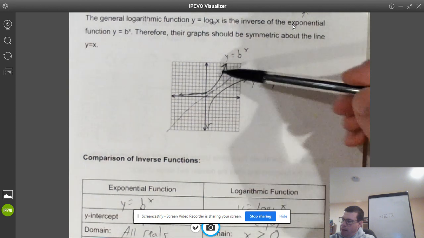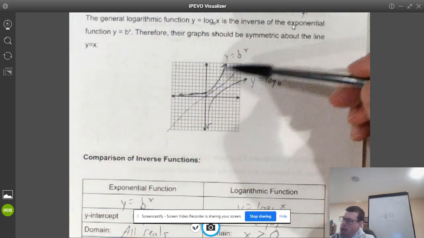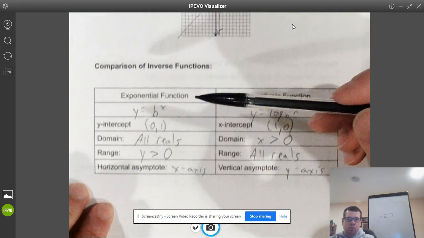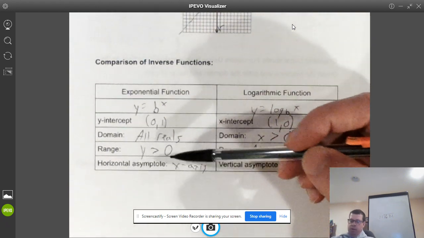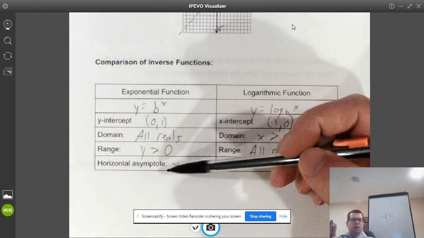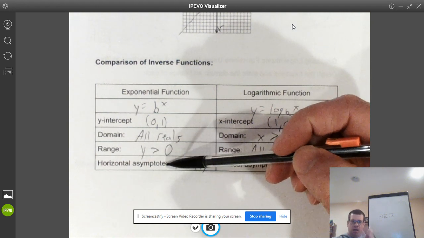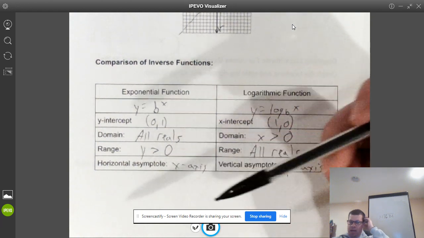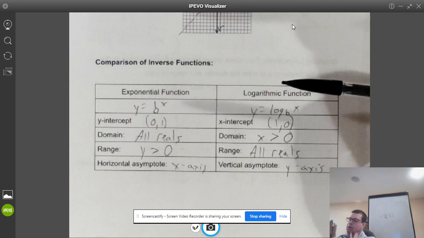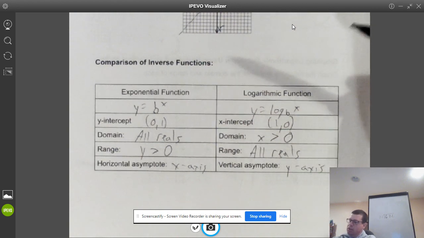You can see here from my exponential, remember we talked about this, it gets really, really close to 0, but never actually touches it. So the outputs for this are really any positive number, but it'll never reach 0. And then, hand in hand with that, we talked about exponential functions having a horizontal asymptote at the x-axis. So logarithmic functions, again, they are inverses of all these.